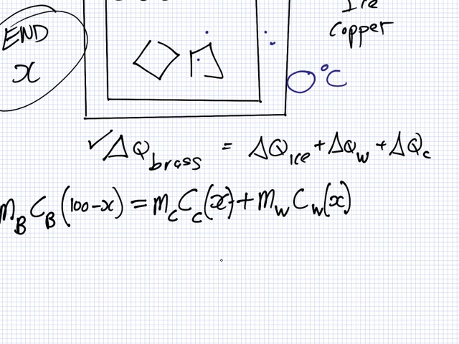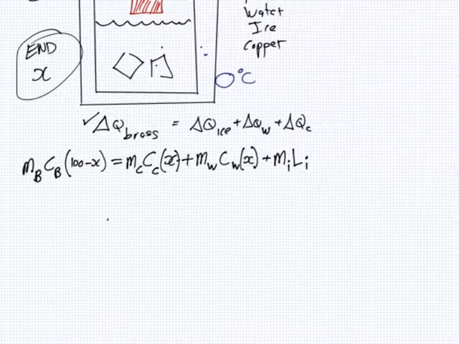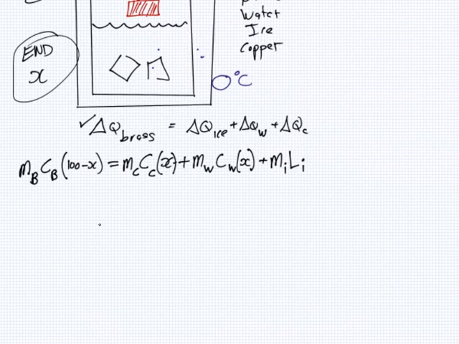Now, what happens to the ice? It gains energy. How does it gain energy first? What happens first? It changes into water. So first we have mass of the ice times the latent heat of the ice. But then what happens after it turns into water? It also increases. So again we have mass of the ice, capacity of water, times X.